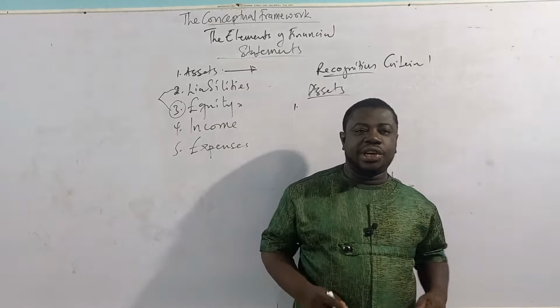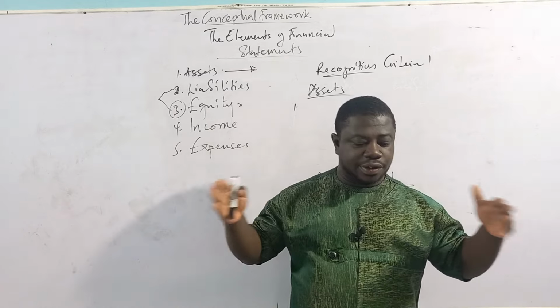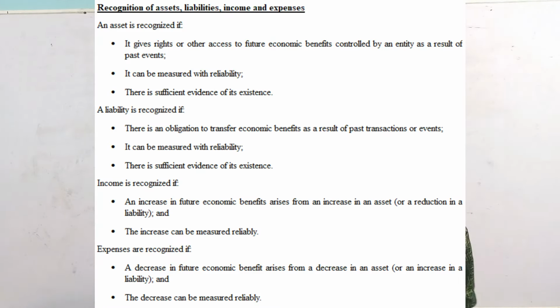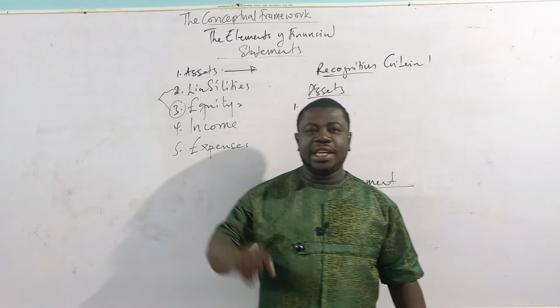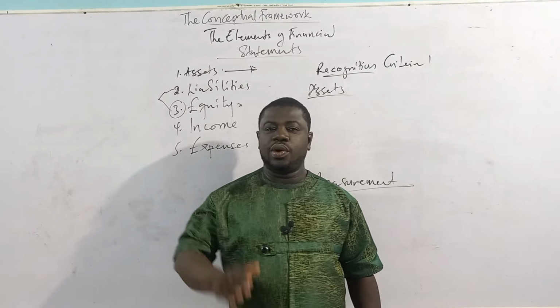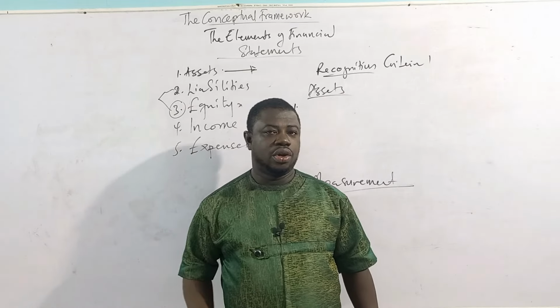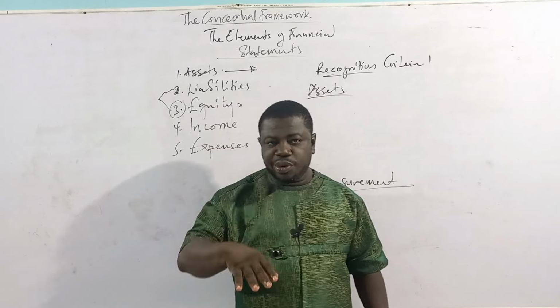Now let's look at the recognition criteria for income. I'm going to put that on your screen because I'm not writing these things on the board because of the length of the words. Income is recognized if an increase in future economic benefits arises from an increase in assets or a reduction in liability, like we said. And the second one is that the increase can be measured reliably. So for all these criteria, there should be a reliable measurement of the element. The value that you assign for the asset, liability, income, and expense should be reliable.